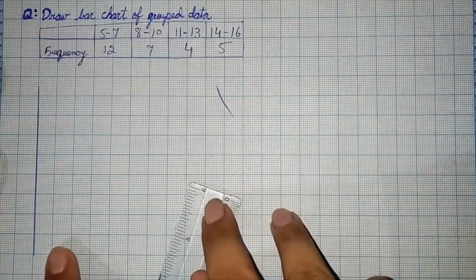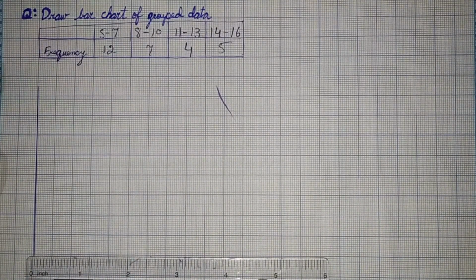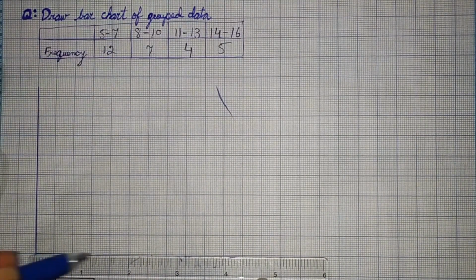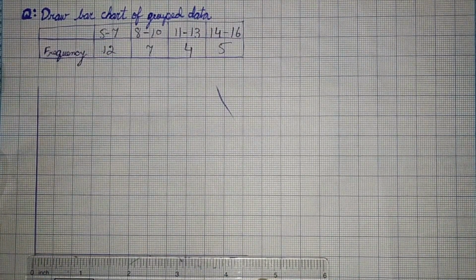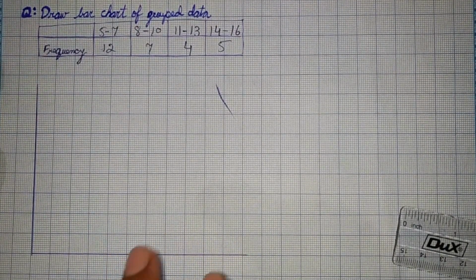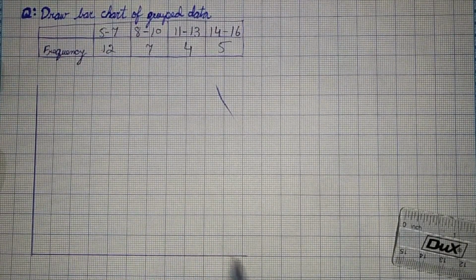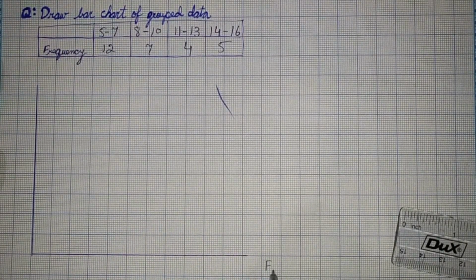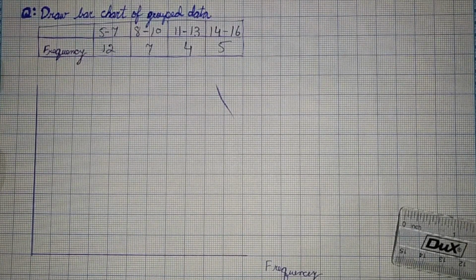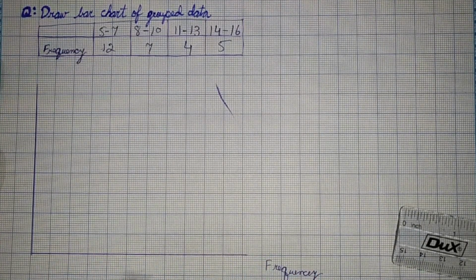Okay, I have drawn the line, and here now I will draw this line. Okay, and now if we want to draw a horizontal bar chart, we will write here the frequency on the x-axis. Here we have the x-axis.